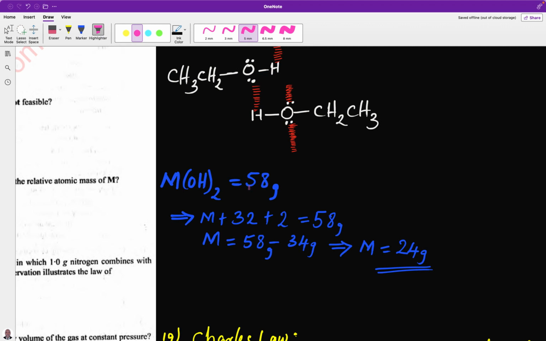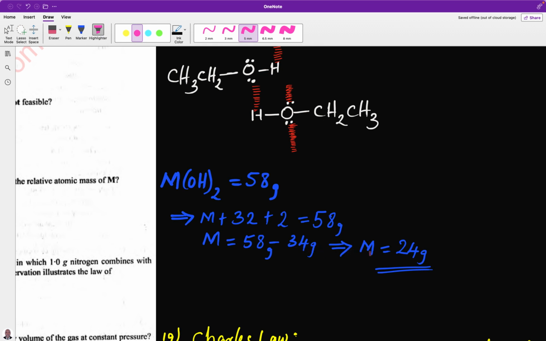Okay, let's add it up. The metal plus, there are 2 oxygen. Oxygen is 16. 16 times 2 is 32. Plus hydrogen is 1. 1 times 2 is 2, giving the total of 58. Now, M plus this equals 58. To have the value of M, it will be 58 minus 32 plus 2. That is 58 minus 34 gram.